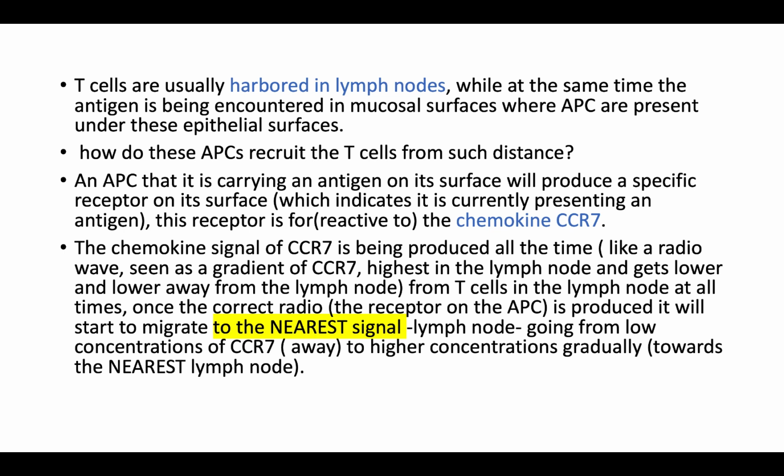An APC that has found an antigen and has processed it will start to produce a specific receptor on its surface. This receptor indicates that it is currently presenting an antigen. It will start producing this receptor, CCR7, the chemokine receptor 7. Chemokine signal for CCR7 is being produced when? Like a radio wave, it is always being produced in the lymph node. So the cell can find its way and search for the nearest lymph node.